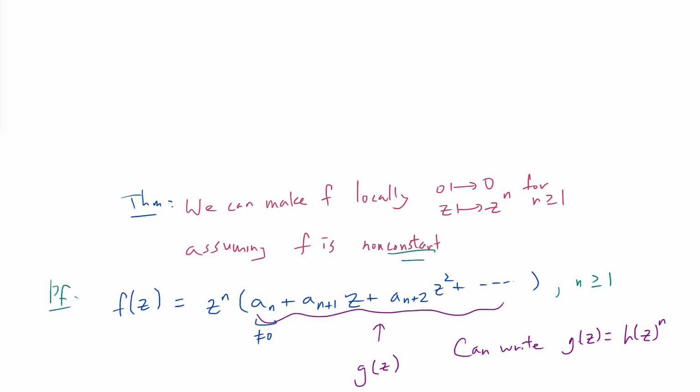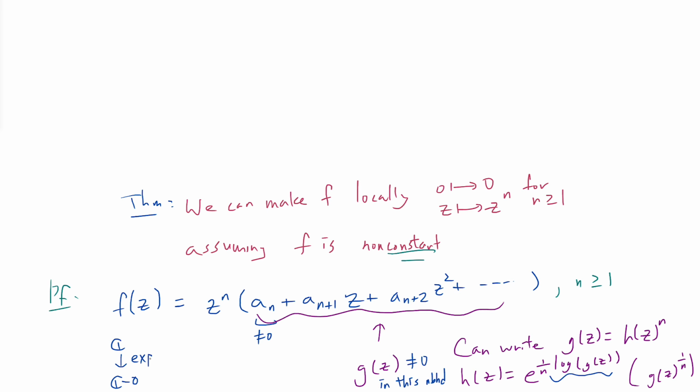This is holomorphic, and this is just a matter of realizing that h of z can be defined as e to the 1 over n times log of g of z. You should just think of this as g of z raised to 1 over n's power essentially. And if you're worried about how to define this log of g of z, you can again use some sort of integral definition, or if you're comfortable with covering spaces, then you again have a map from C to C minus 0 given by the exponential.